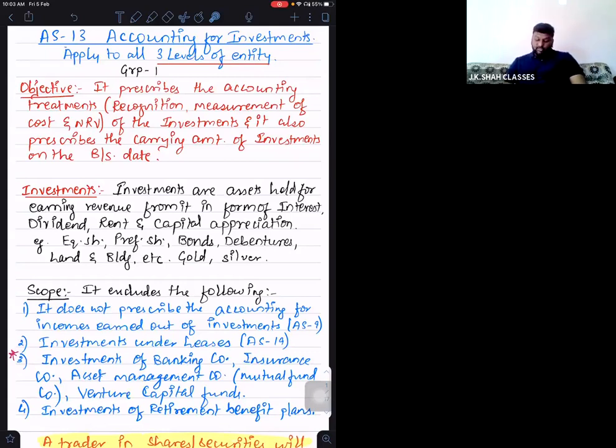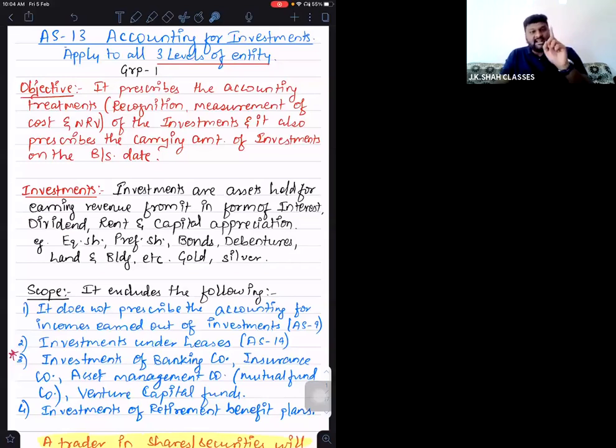Right? Point number 2, investments under leases. Investments under leases are covered by AS19. I'll give you a simple example. Sir, I am a leasing company and I lease aircrafts. So I have to purchase aircrafts first and then give them on lease to various airline companies. So when I purchase those aircrafts, that is called my investments made in lease. And that will be accounted as per AS19. I will teach you in AS19 how to account investment in leases.